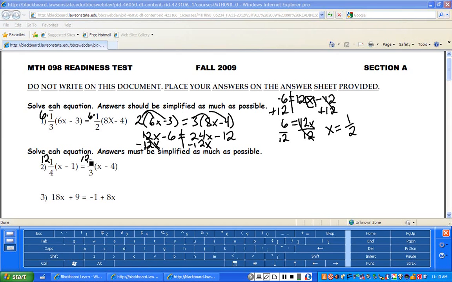Okay, so multiply both sides, both fractions, by 12. Again, we will multiply everything that's not in parentheses. This x minus 4 is in parentheses, that's why we didn't multiply it by 12. Alright, so 12 times 1 is 12, divided by 4 gives us a 3. 12 times 1 is 12, divided by the 3 gives us a 4. So now this problem looks like this.